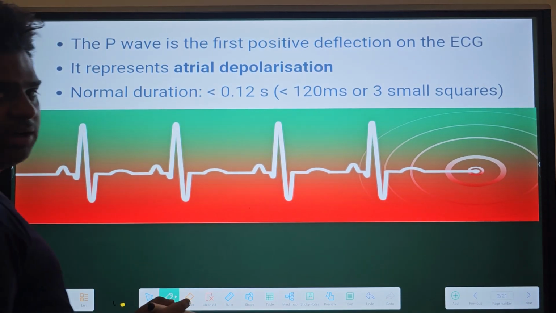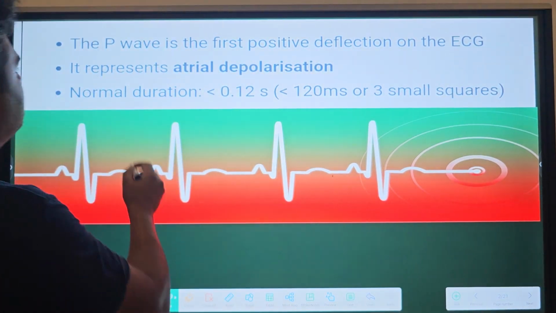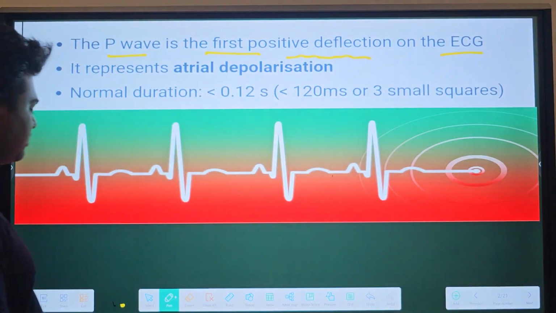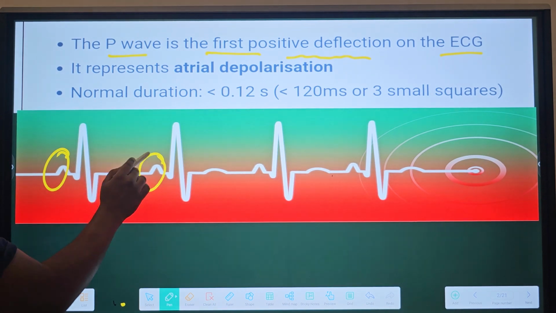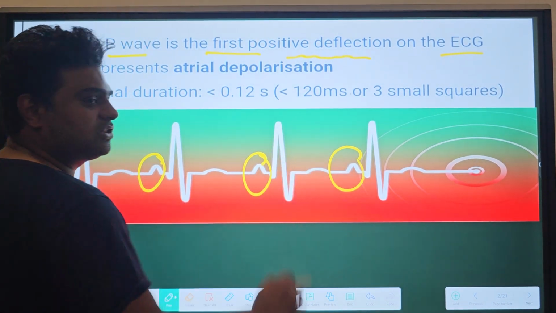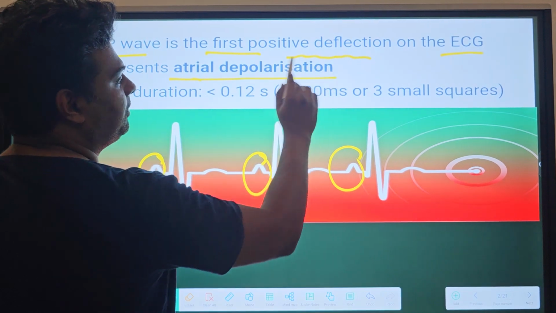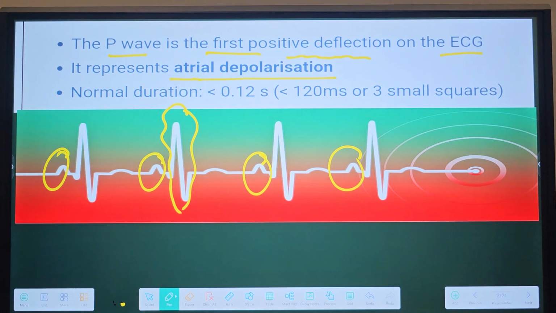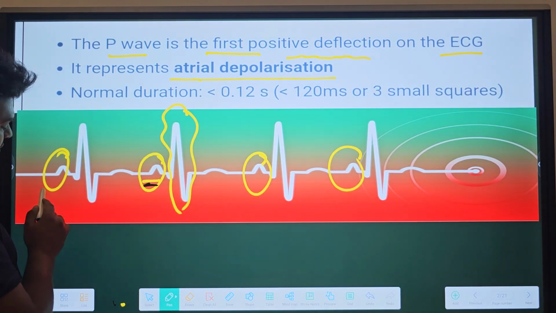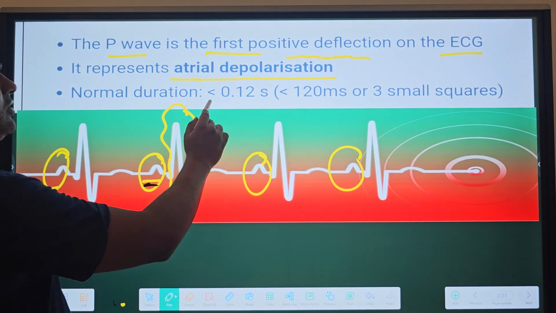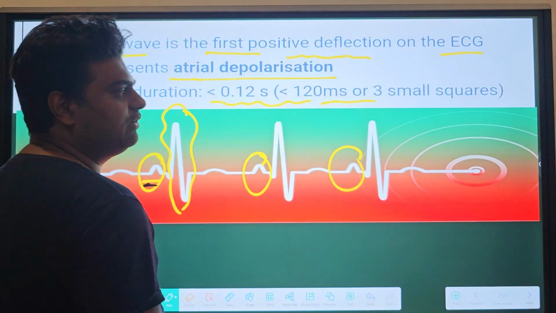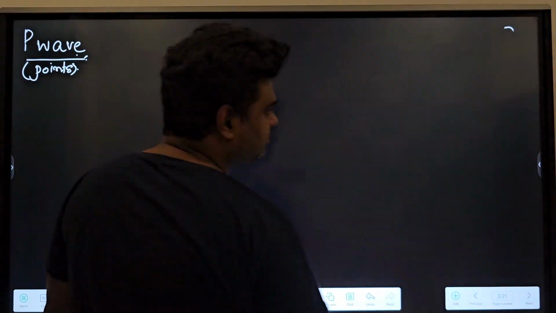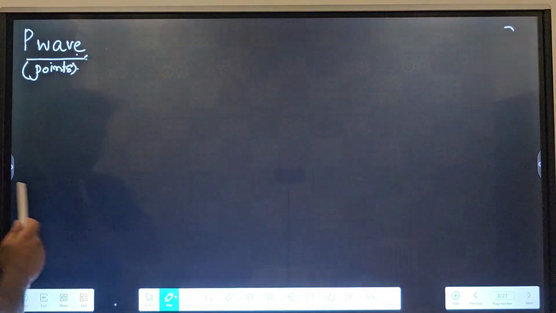Today we will mainly discuss the P wave. See, the P wave is the first positive deflection on the ECG. You are seeing this is the P wave. First positive deflection is P wave. This is the P wave, and it represents atrial depolarization, whereas QRS represents ventricular depolarization. Its duration, don't remember this duration. As we go on in the lecture, we will try to understand the actual duration and the normal duration.